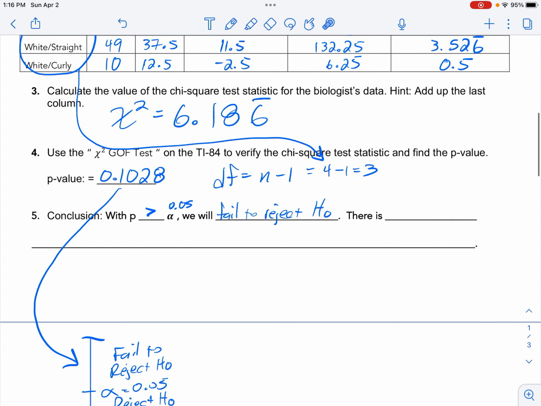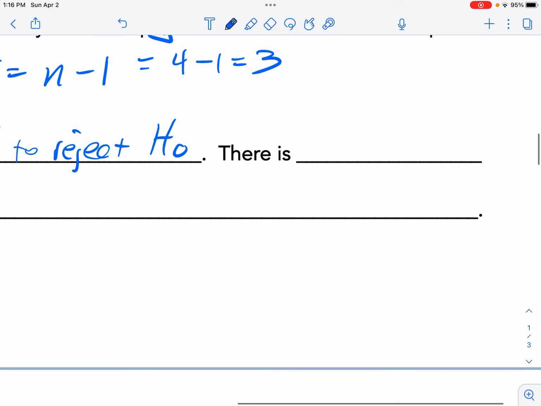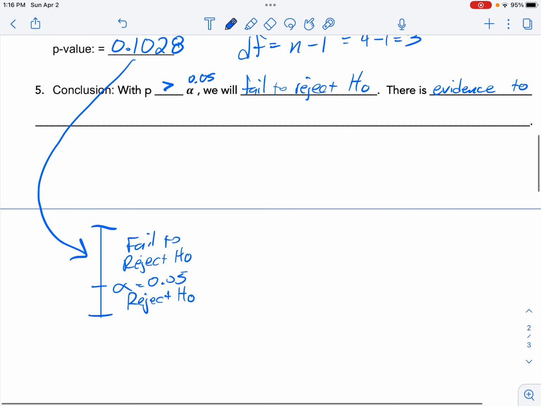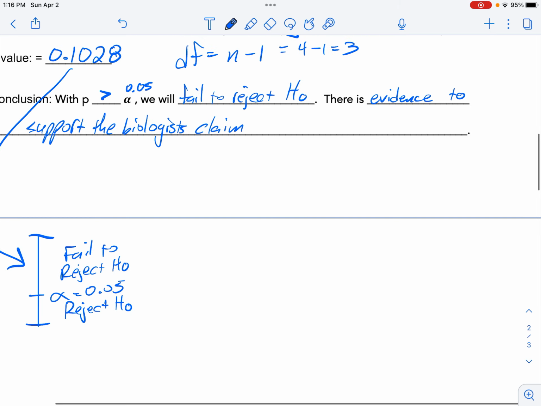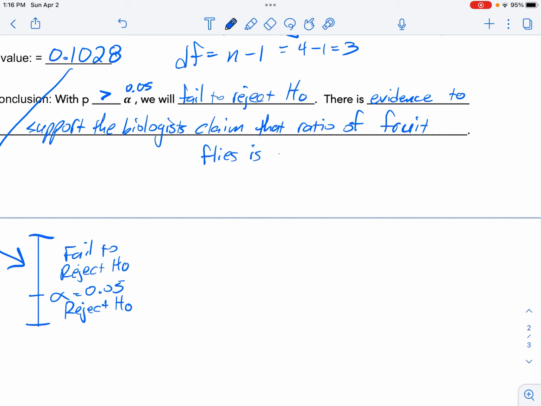Okay? So I would say there is evidence to support the biologist's claim, and then restate their claim that the ratio of fruit flies is indeed 9 to 3 to 3 to 1.